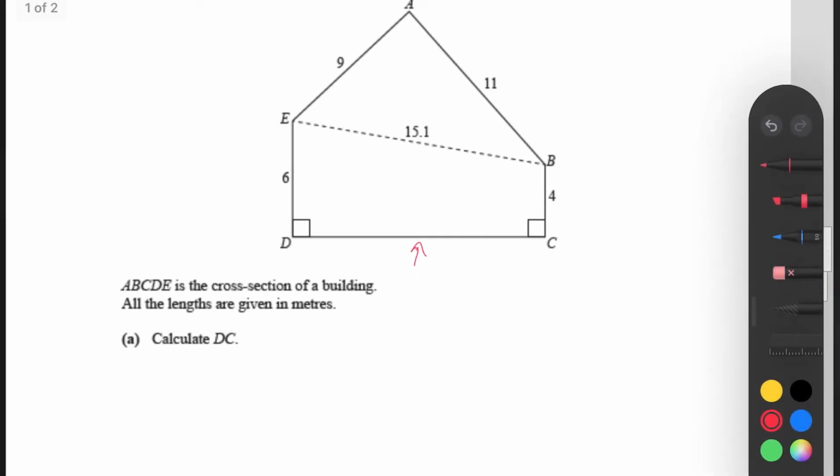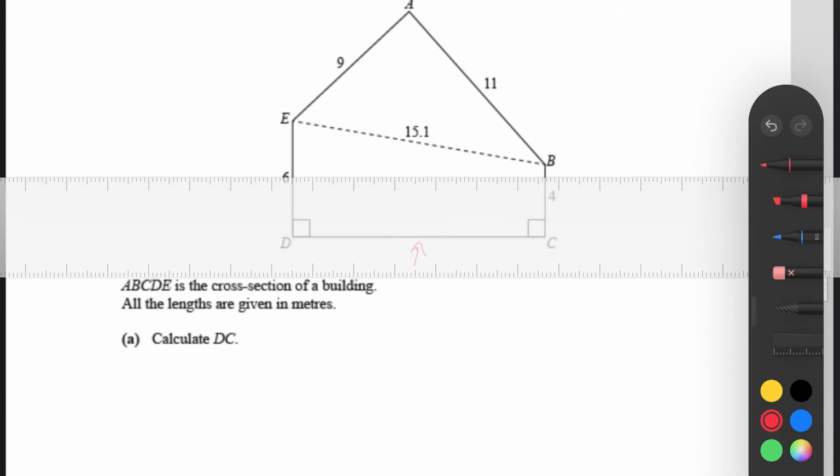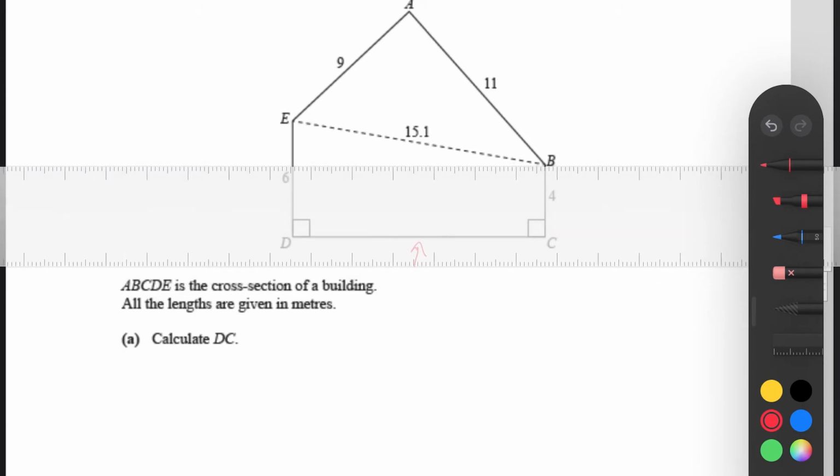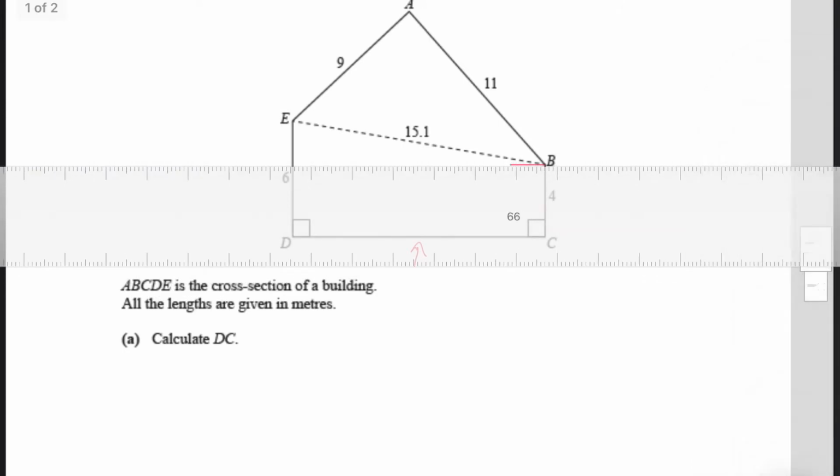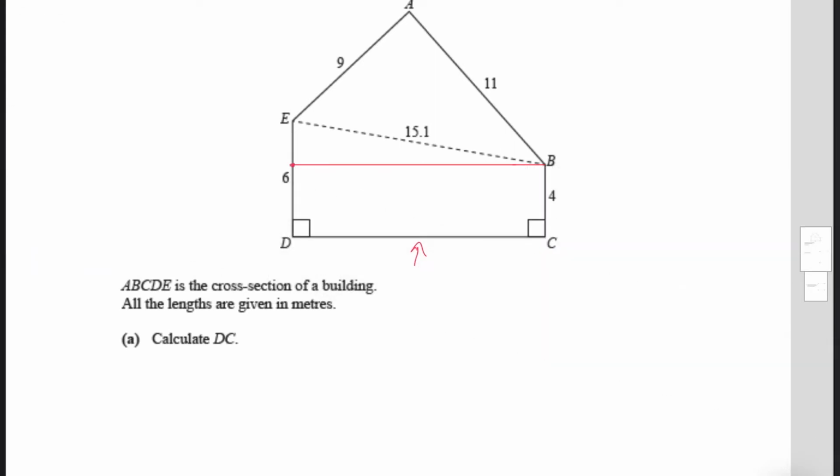Now, if I extend a horizontal line from B all the way to ED like this, one second, let me draw a line like this. This line would be the same as DC. So let's call this point X. The reason why I draw that is because I want to find the length of XB, which is easier to find because I have this length over here and I also have this length over here, XE. How do I have this length? So I subtract 4 and 6 to find this, which is 2.